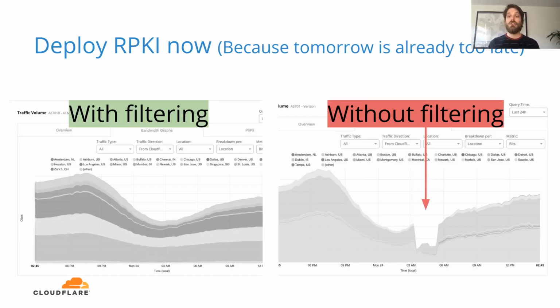So why should you deploy RPKI route origin validation? I hope this picture should tell you all you really need to know. With filtering, as you can see for AT&T, for example, there's no impact. AT&T customers noticed no issues at all during the June route leak. Without filtering, if you look at the Verizon network, they definitely noticed an issue and lost a ridiculous amount of traffic.